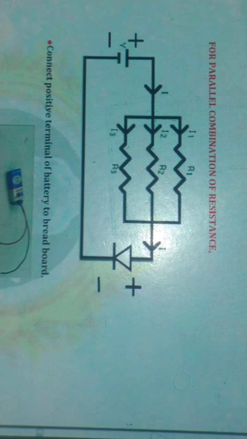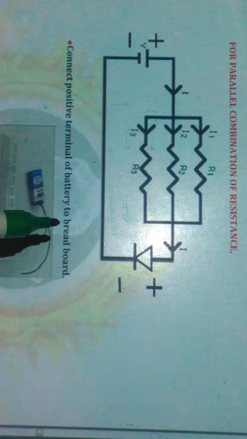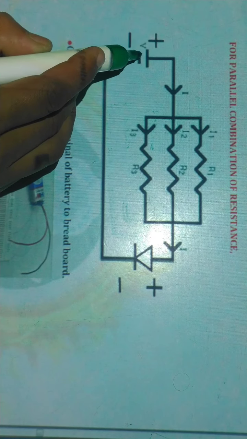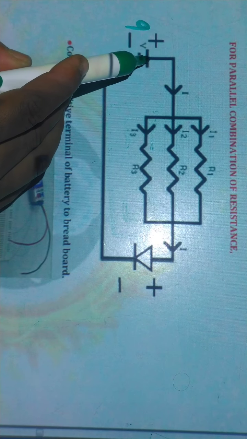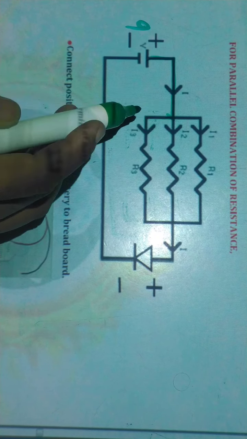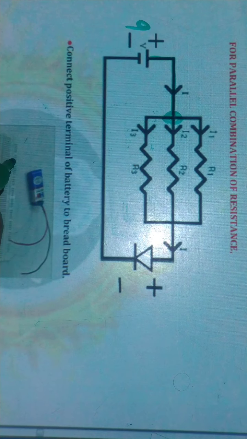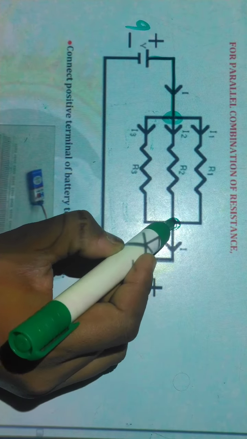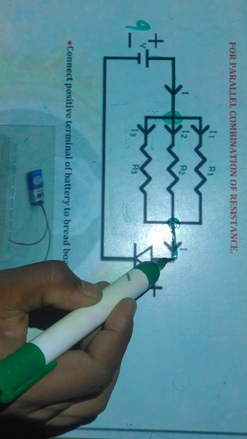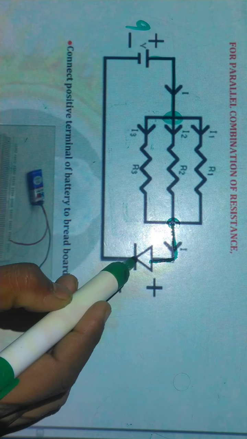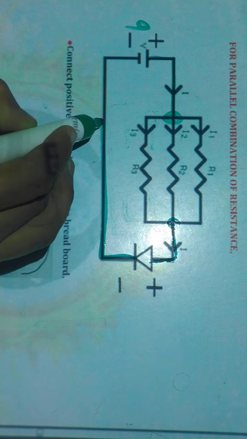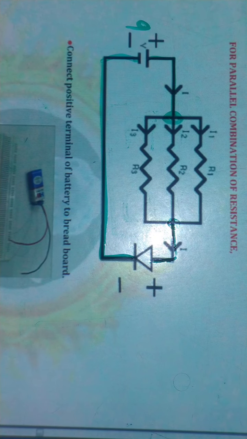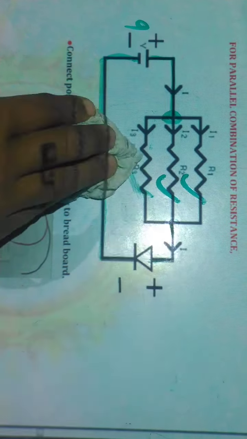So let us move towards our circuit diagram. What is the parallel combination circuit diagram? This is the battery. This is the 9-volt battery. The positive terminal of the battery is connected to the initial point of all resistances. The final points of all resistances are connected to the positive terminal of the LED light, and the negative terminal of the LED light is connected to the negative terminal of the battery. So this is the circuit. This is resistance 1, 2, 3. Okay. So this is the circuit diagram of parallel combination.